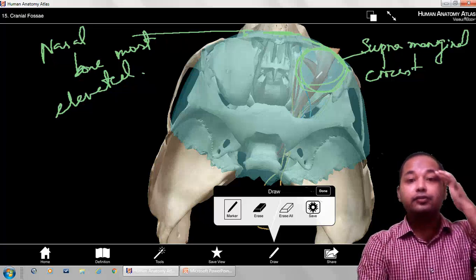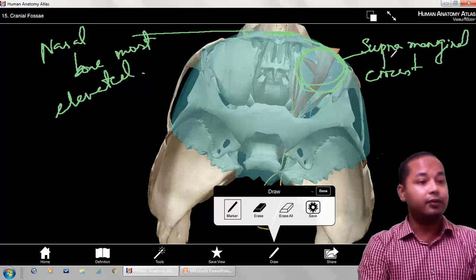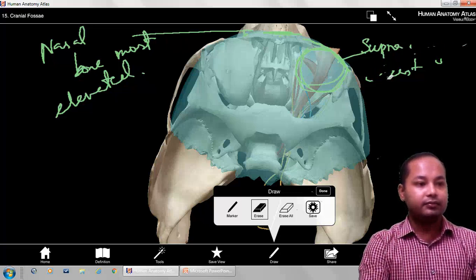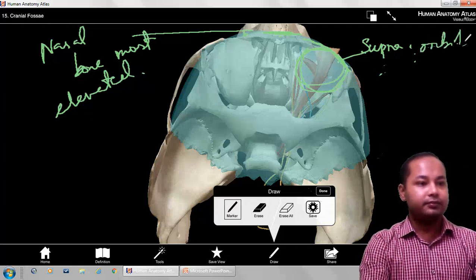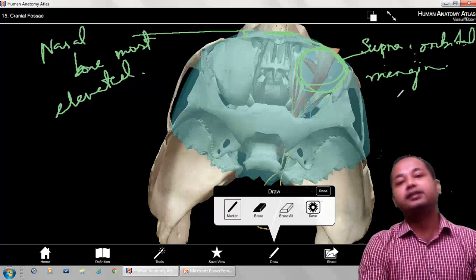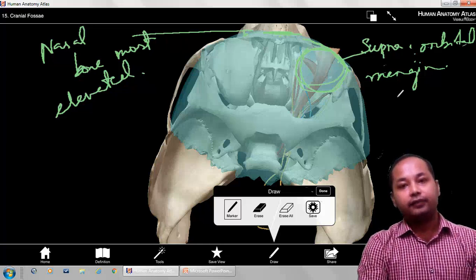And the second thing is you have got these two supraorbital margins, sorry, it's not supramarginal, it is the supraorbital margin, which is preventing the eyeball from directly coming into contact with a flat surface.